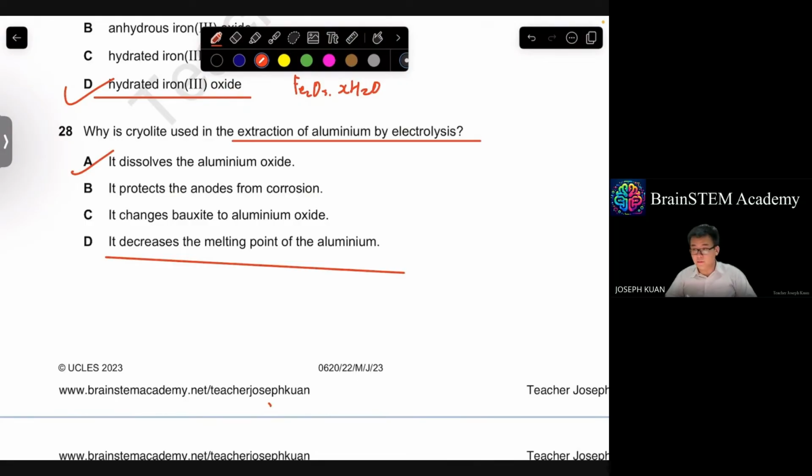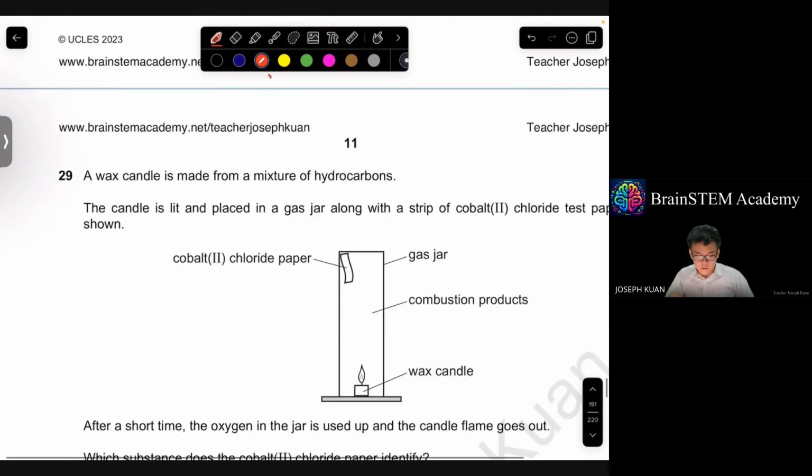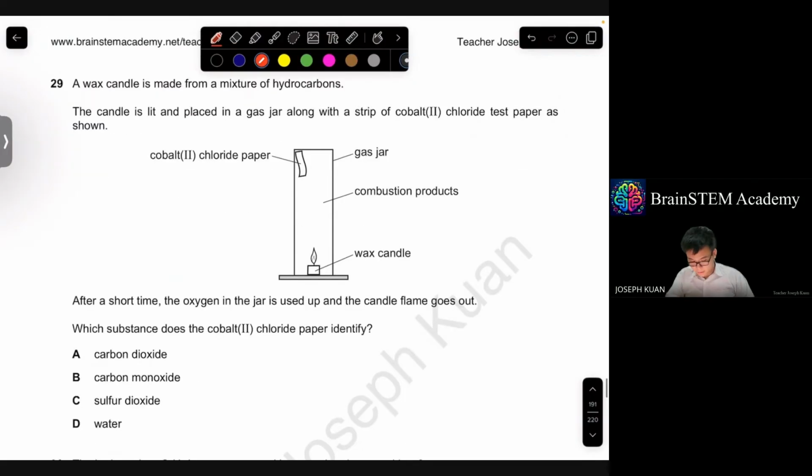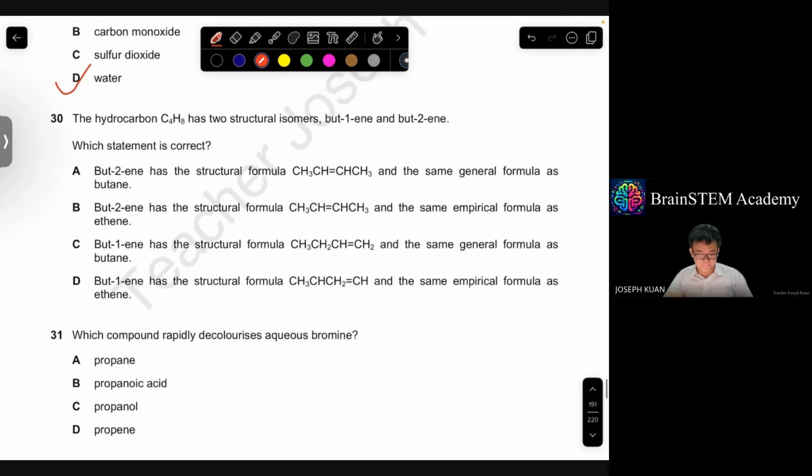It dissolves aluminium oxide. Moving on, a wax candle is made from a mixture of hydrocarbons. The candle is lit and placed in a gas jar along with a strip of cobalt-2 chloride test paper as shown. After a short time, the oxygen in the jar is used up and the candle flame goes out. Which substance does the cobalt-2 chloride paper identify? Just by looking at this chemical, you know that it's testing for water. It turns from blue to pink as a result of the water.